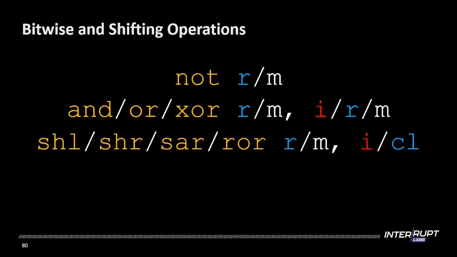SHL and SHR are your logical shift left and logical shift right. SAR is your arithmetic shift right, and ROR is your right rotate. These are a little odd. For the second operand, they accept an immediate or the CL register. No other registers are allowed.